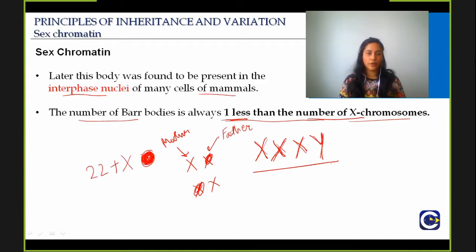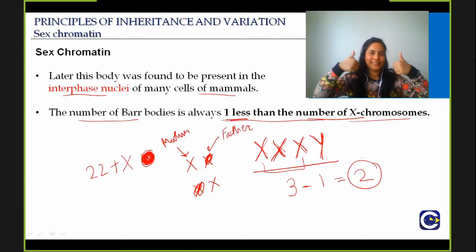So what is the number of bar bodies? Bar bodies is 1 less than the number of X chromosomes. What is the number of X chromosomes here? 3. 3 minus 1, 2. 2 bar bodies. I see some of you have answered 2. All those who haven't answered or whose answers I haven't received because of the lag, I hope it is clear.